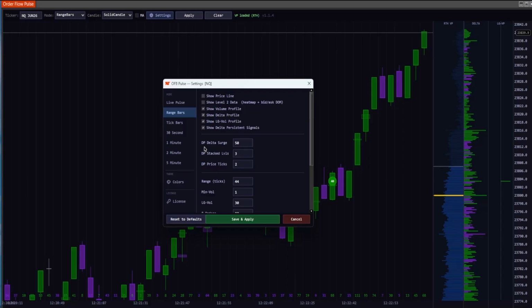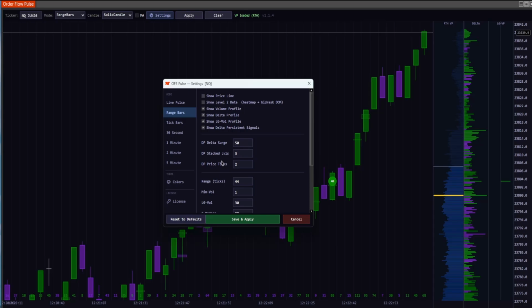Delta persistent. The delta surge I have set to 50. That is for the NASDAQ, for the NQ futures. Now, for the ES, you might want to set this higher, maybe 100, 150. And what that means is in the logic, there's a certain time frame. I have it set to 1 second right now. If the delta surges within 1 second from like 0 to 50, that is considered a delta surge. You can set this to 75 as well, and you'll just get less signals, but they might be higher quality.